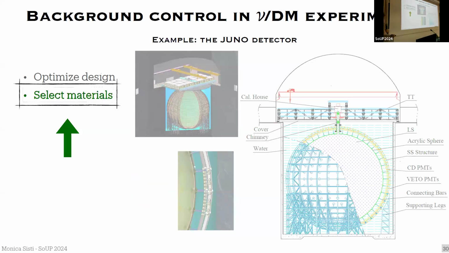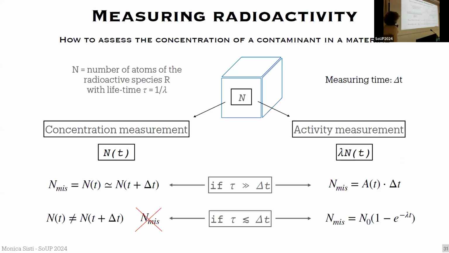And then, of course, there is the material selection. Okay, material selection. We have to measure the radioactivity content of the material. We have two ways of doing this. We can count the number of nuclides that are inside the material, or we can measure the activity that comes out. So these are two complementary ways.